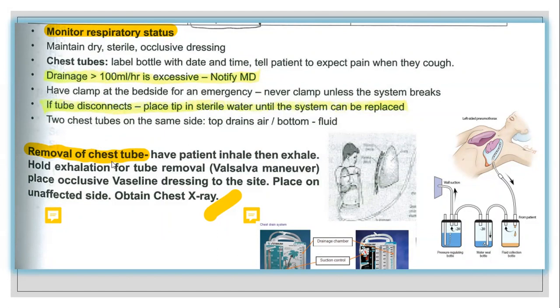So, removing a chest tube. Definitely when the patient is getting better, we need to remove the chest tube. So have the patient inhale, then exhale. Tell your patient to do this. Also hold the exhalation for tube removal, we call it the Valsalva maneuver. Very important for the NCLEX board. Also, place the occlusive Vaseline dressing to the side and place the patient on the unaffected side. Obtain a chest X-ray.